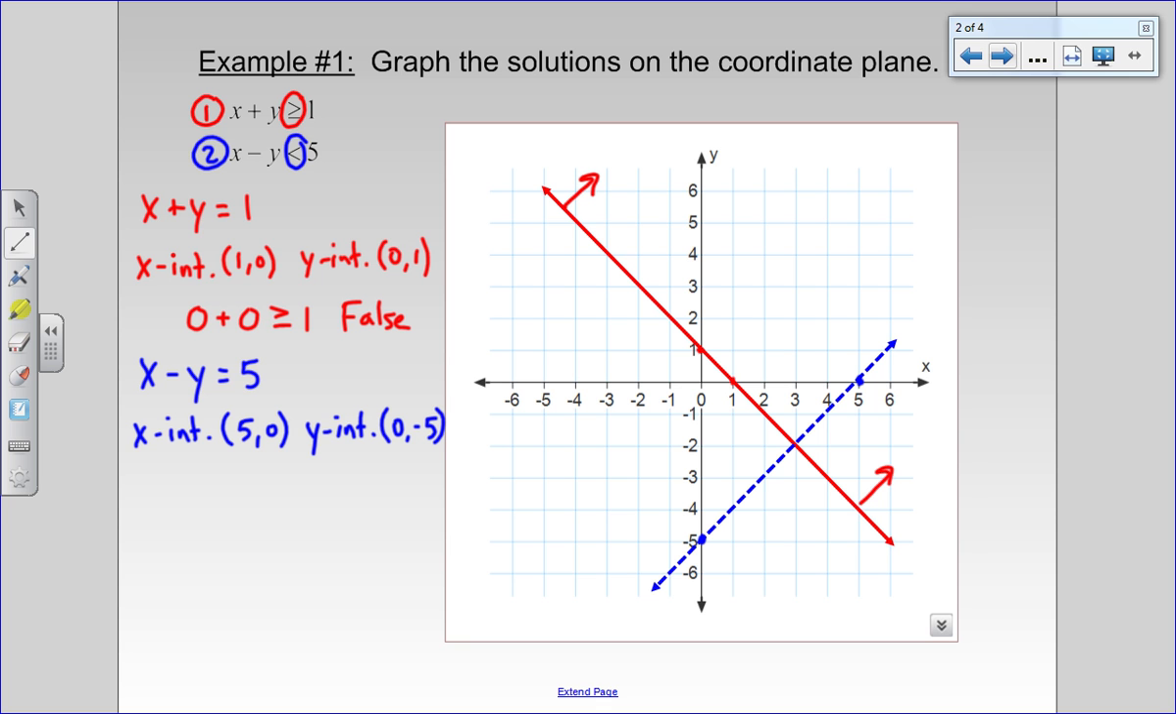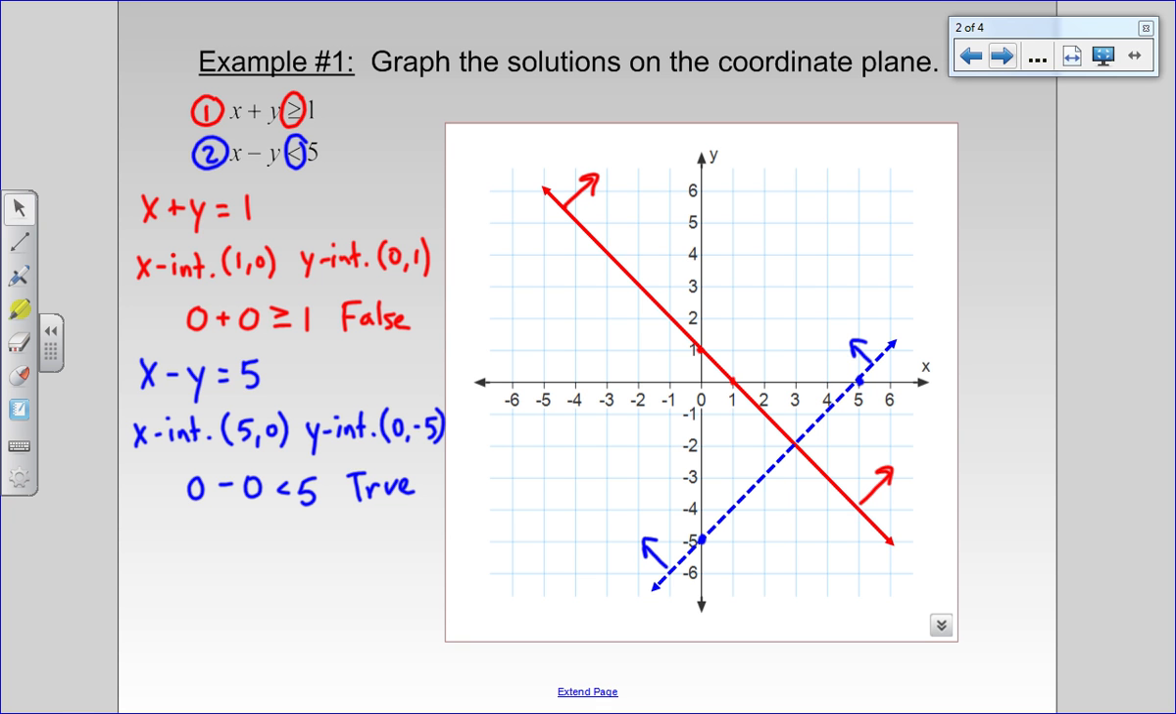Once again, we can use a test point to determine on which side of the boundary line the solutions fall. The origin, if we substitute, would give us 0 minus 0 is less than 5. This is a true statement, so the origin is a solution, as are all the other points on the same side of this boundary line as the origin. We can indicate that with these arrows pointing toward the upper left portion of the coordinate plane.